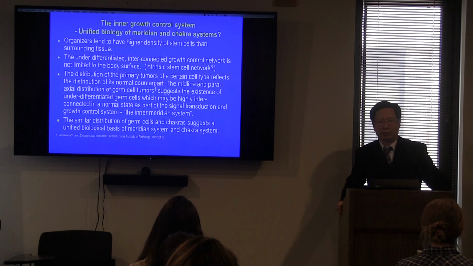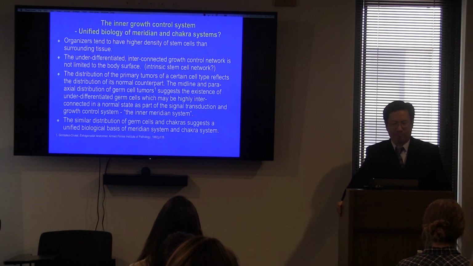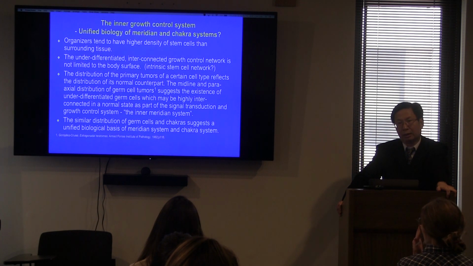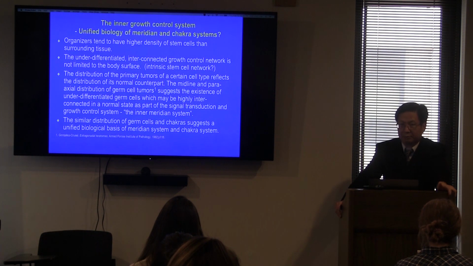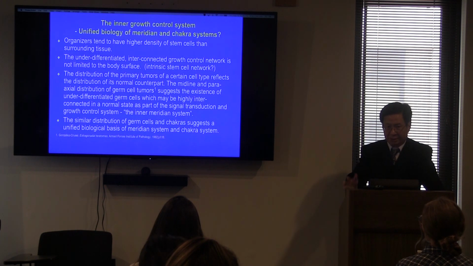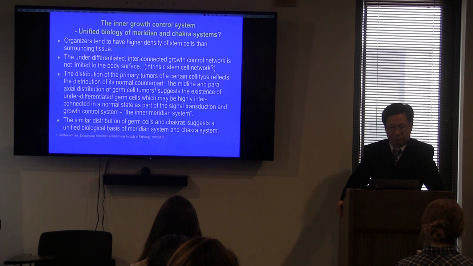So another corollary from this model is that the growth control system should not be limited to the body surface, right? There should be an internal part of the growth control system as well. And how do we find those systems? One clue, as we discussed earlier, is that the stem cell distribution should be closely related to the growth control system distribution.